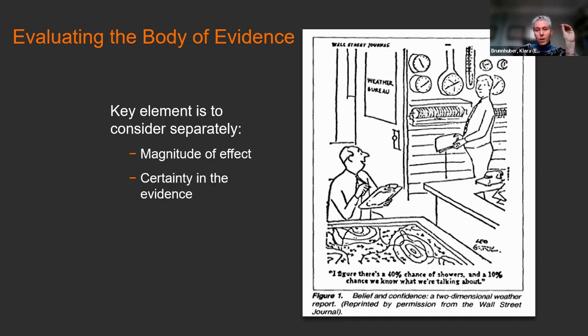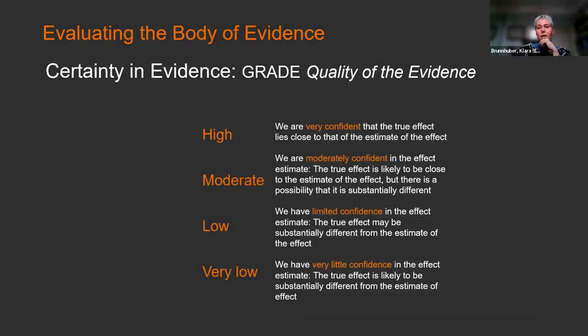So one talks about the magnitude of effect, which is the 40% chance of showers, and the other one talks about the certainty in the evidence. So how certain can you be that you know what you're talking about? And in order to do that, the GRADE working group came together to develop a standardized approach to ensuring that you evaluate the certainty of evidence in a transparent and systematic manner.